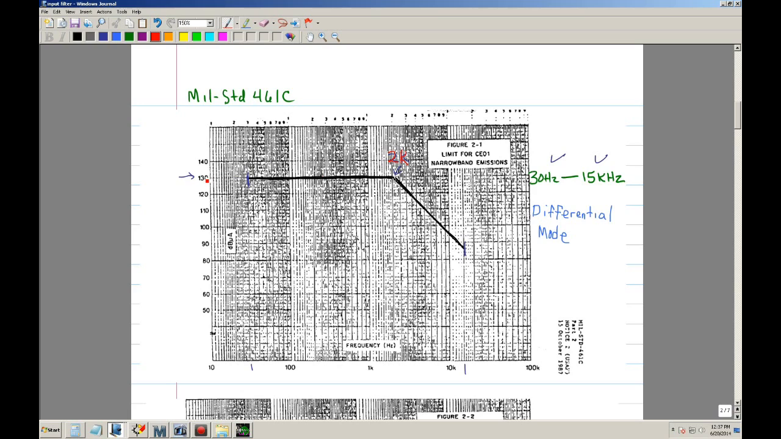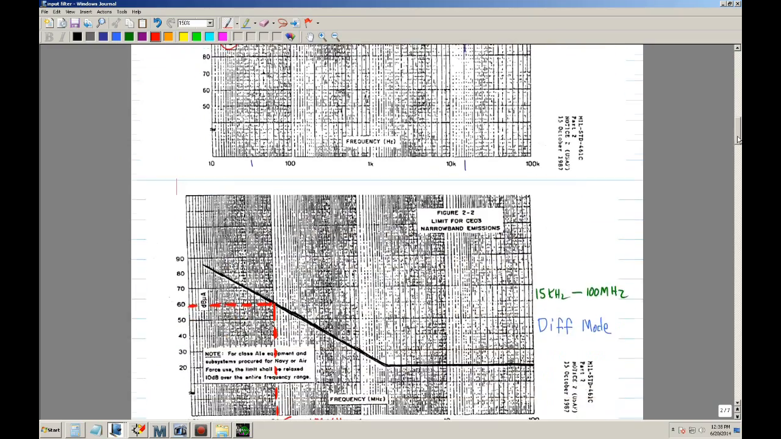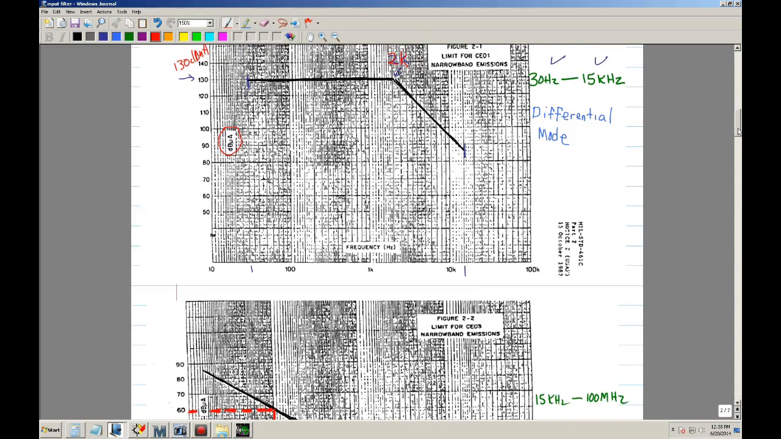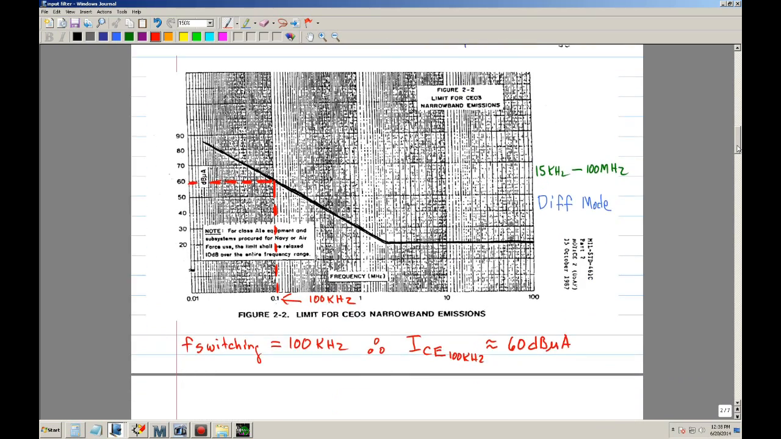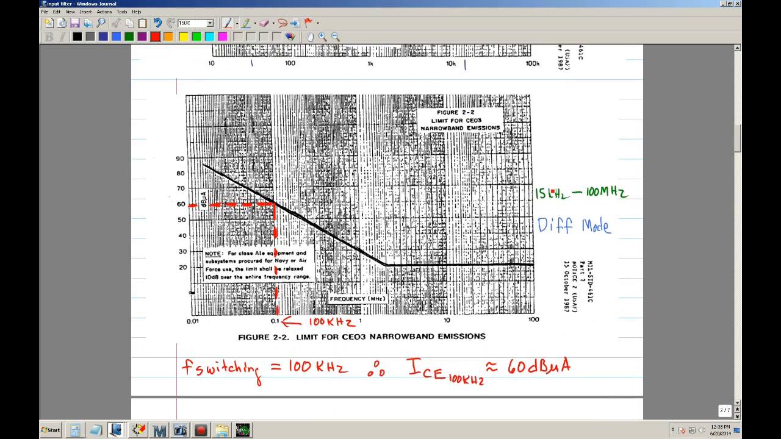You're allowed 130 dB microamps. If you notice, this point is 130 dB microamps, and then it has a downward slope and so forth. Then the second plot is a continuation of this, and it goes from 15 kilohertz to 100 megahertz.